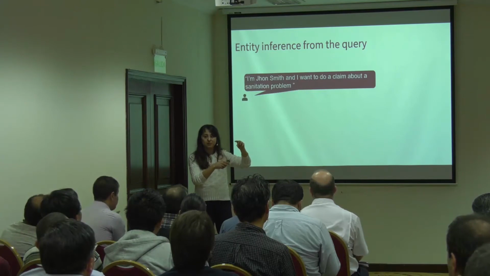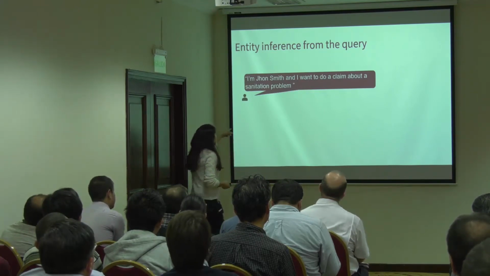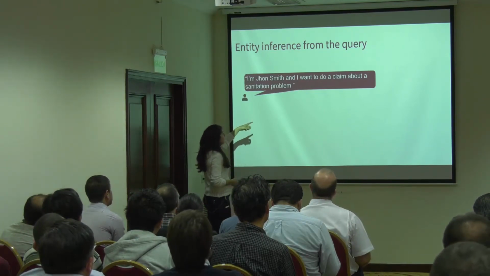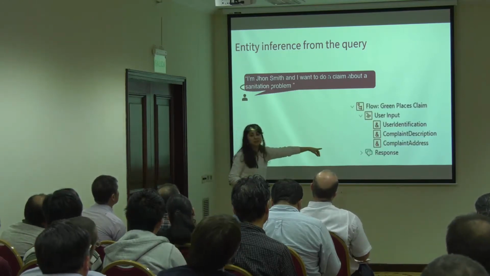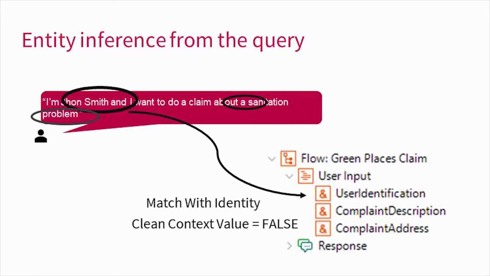They're not nested there, right? And this is the case, saying I'm so and so. I'd like to do a claim about a sanitation problem. It would go through it, but look here, there is something important. The user has already said who he was, and so to make it believable that this is a human interaction, I can't ask his name again.